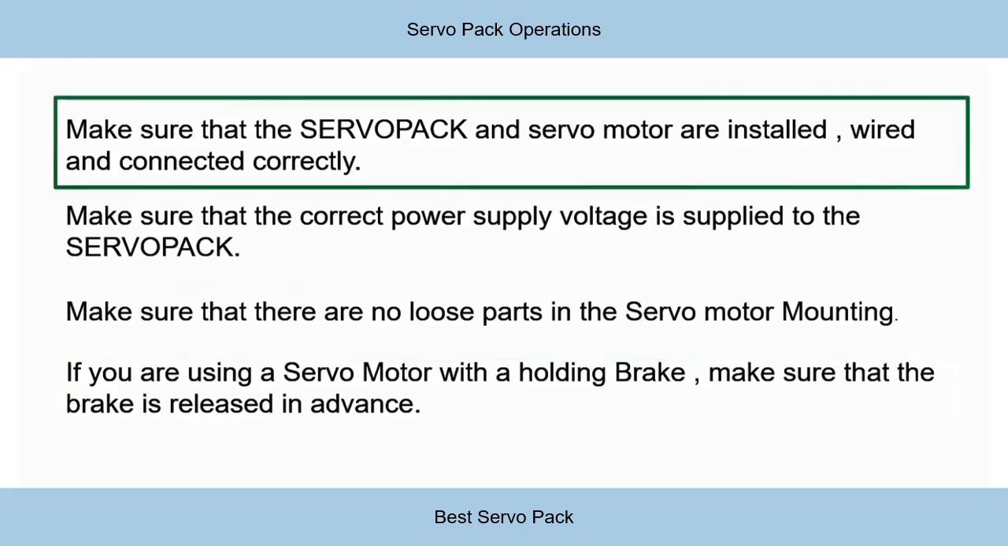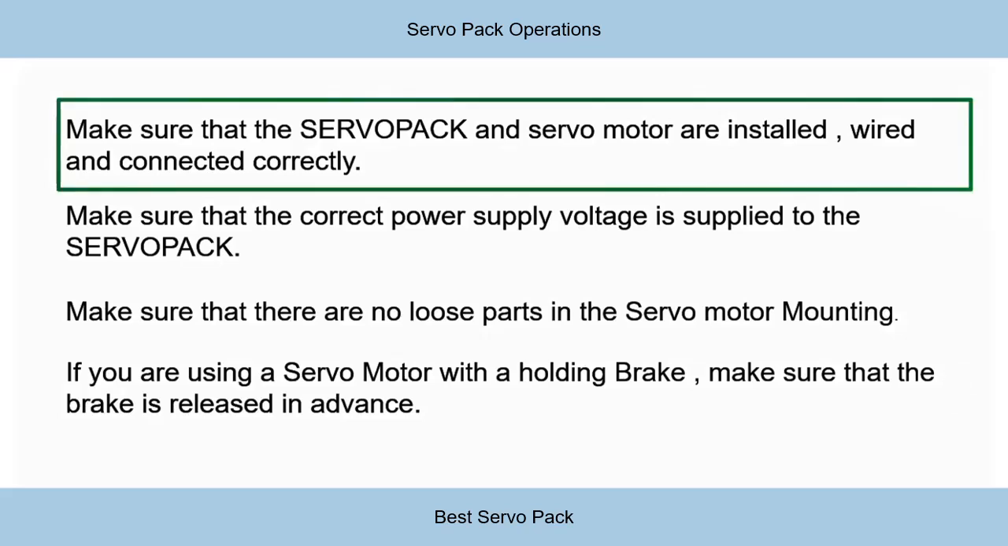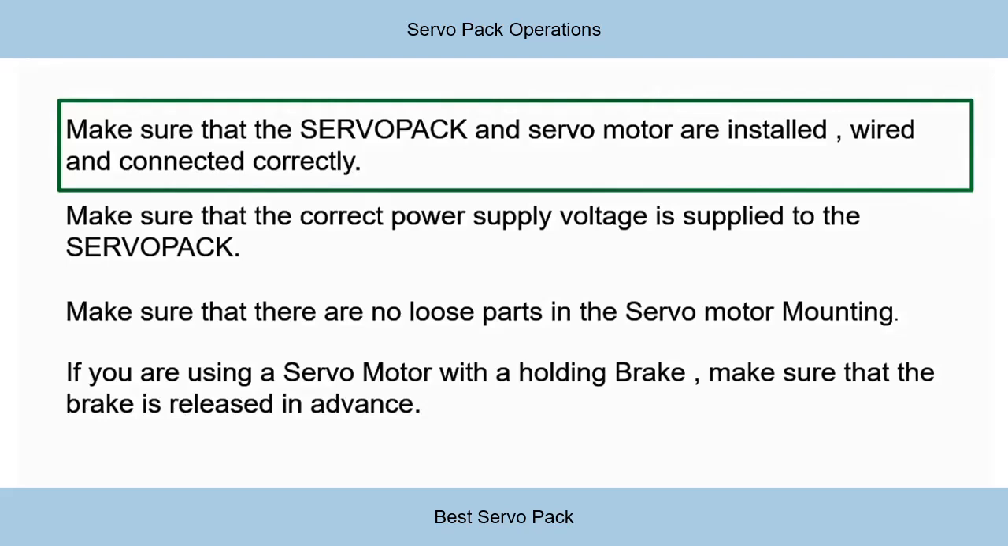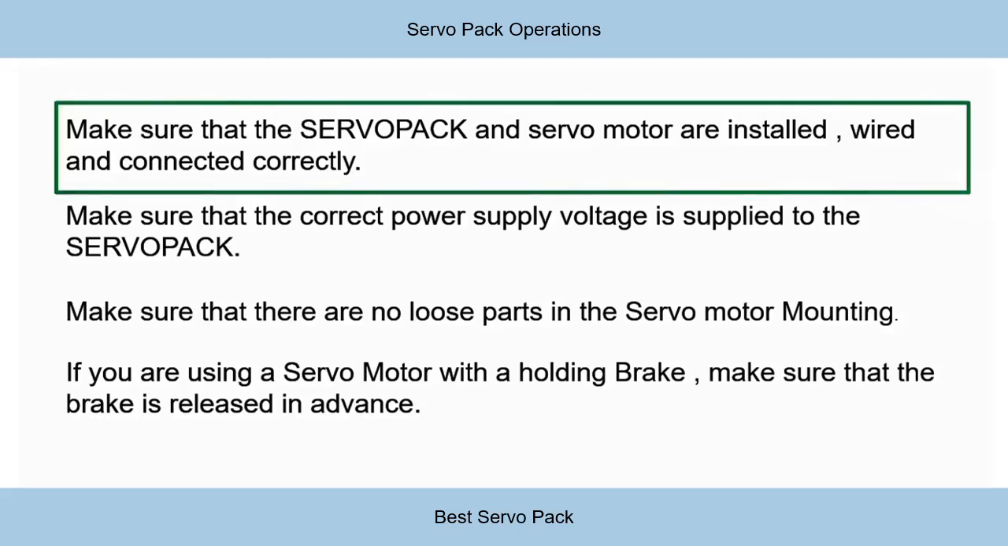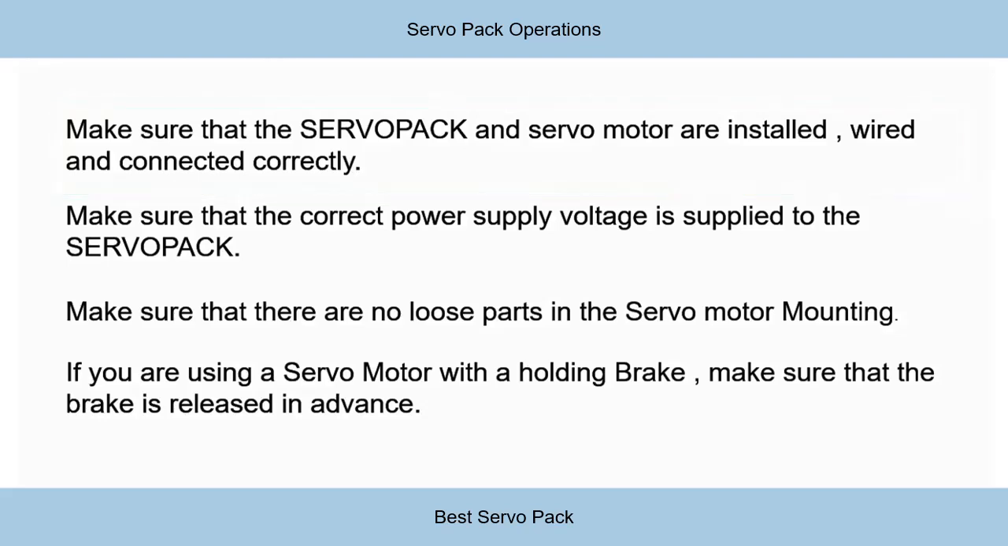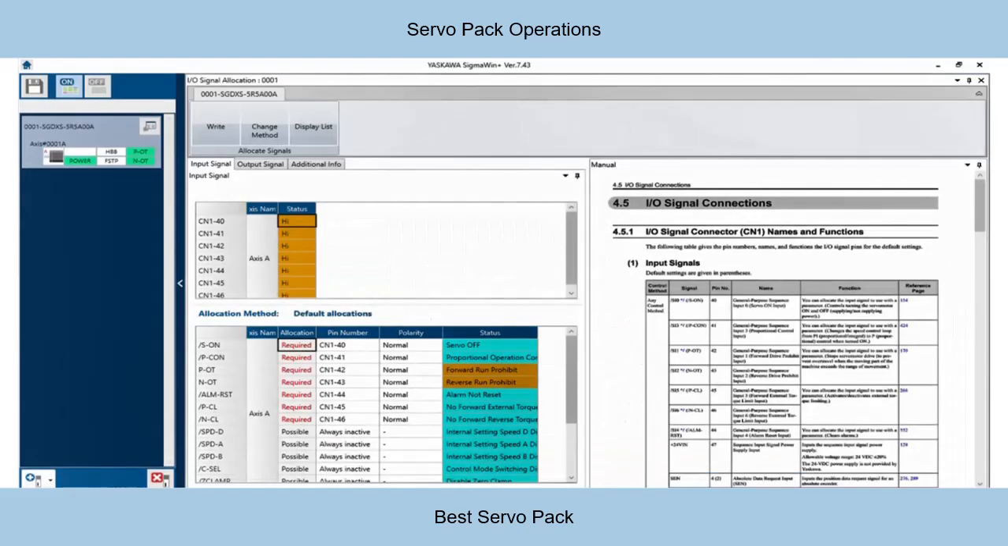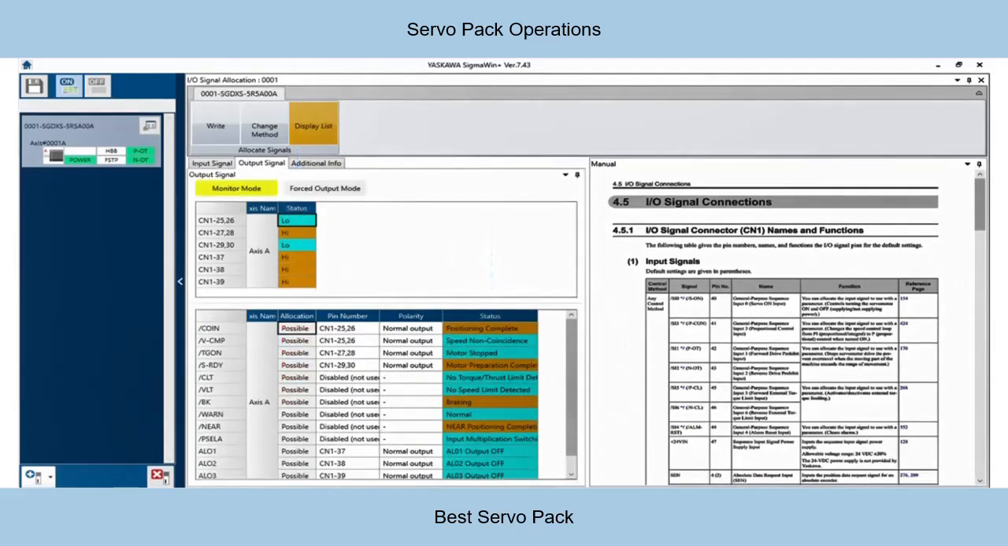Let's take a detailed look at the wiring checks for the servo pack. In order to check the wiring, SigmaWin+ is equipped with functions to check the status of servo pack I/O signals and to forcibly switch output signals on and off. Use the I/O signal allocation function to check the status of the servo I/O signals. The status of input signals is displayed on the Input Signal tab. Forced Output Mode and Monitor Mode are located in the Output Signal tab.